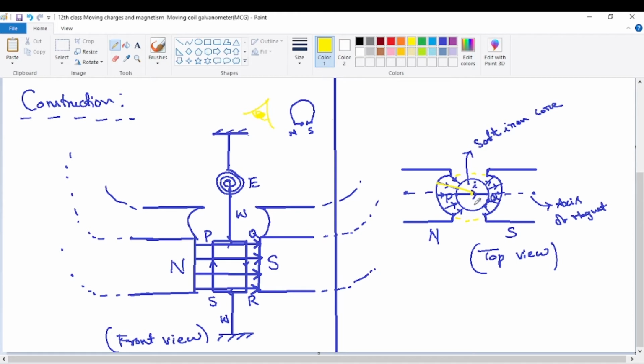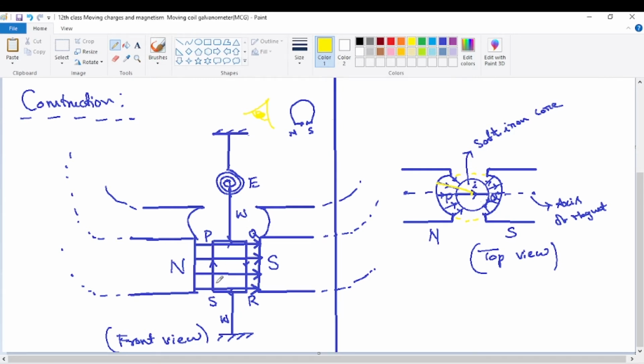Now what is the purpose of a radial field? It's not exactly a uniform field, though effectively it's really like a uniform field, because the field experienced by the vertical sides, PS and QR, is important. These two vertical sides, PS and QR, lie at the same distance from the center, so both will have the same magnitude of field.